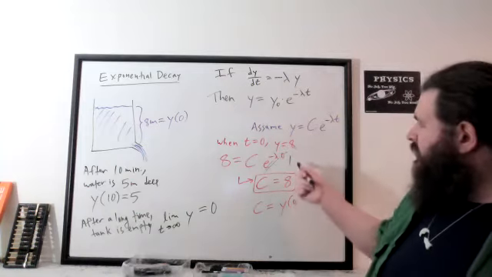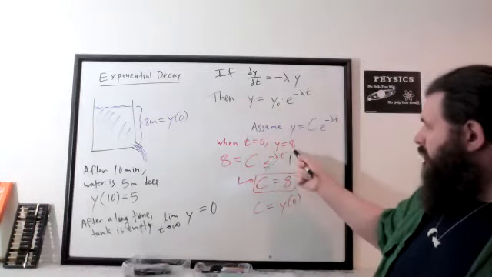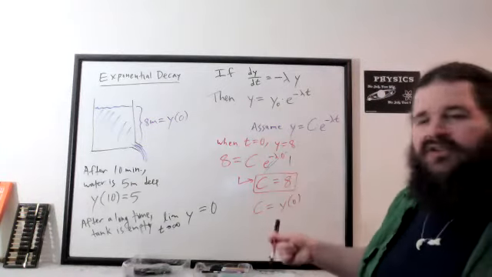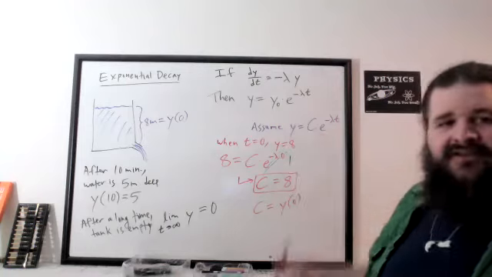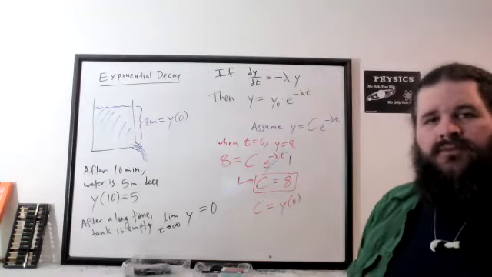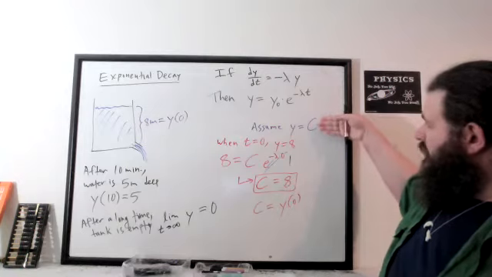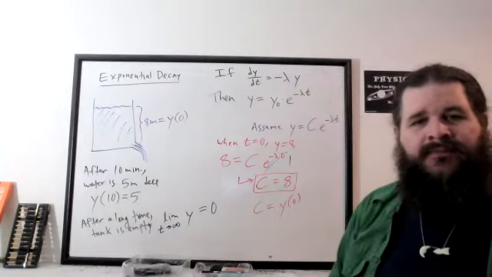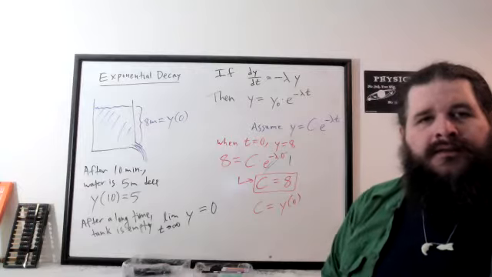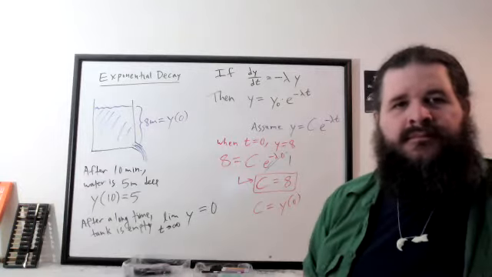In fact, you don't necessarily even need to plug in 0. You can just start with the assumption that this multiplier is the starting y value. The reason for that is because e to the 0 is 1, so you just get c equals the starting y value. And you said if it approaches something other than 0, it gets complicated.